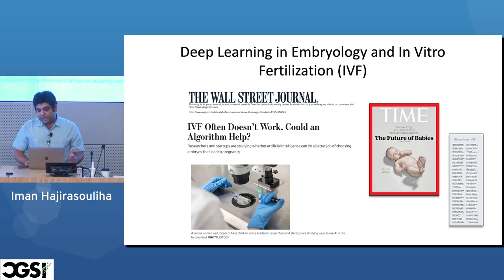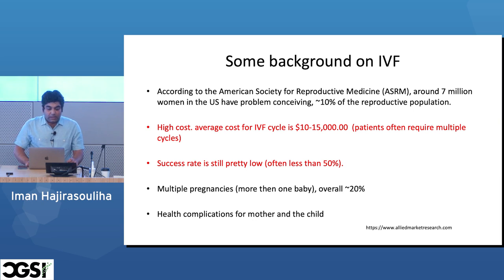And so just to give you some background on IVF, about 10% of families in the reproductive age have problems conceiving. And there is a very high cost associated with IVF cycles. And still the success rate is actually pretty low. You can go and see the success rate of each clinic, but it's usually below 50%. And for the most part, they transfer more than one embryo just because the chance of a live birth is small.